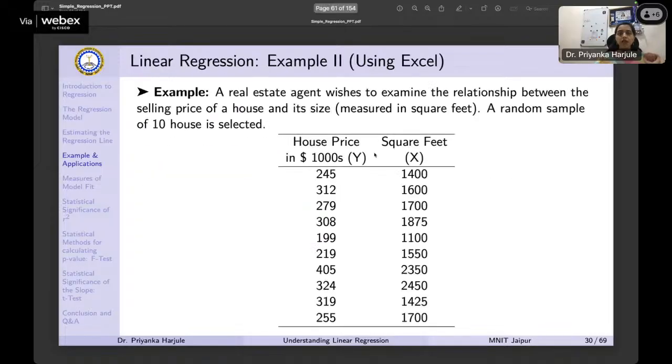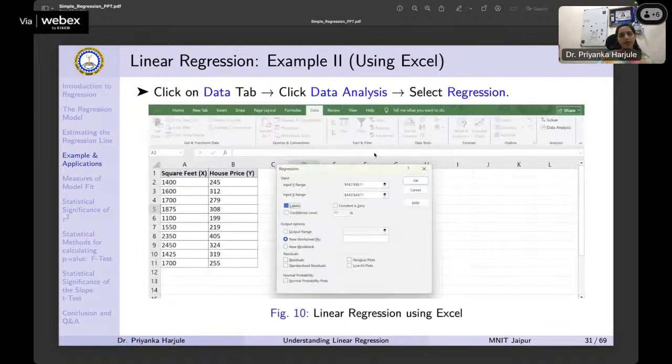Okay, so now this can be done in Excel also. If we have more data, then we can perform this entire analysis in Excel. So this is an example. This is the data for house price and the square feet. So the entire task is to predict the house price given the square feet. So the price is in dollars. And how to do it in Excel?